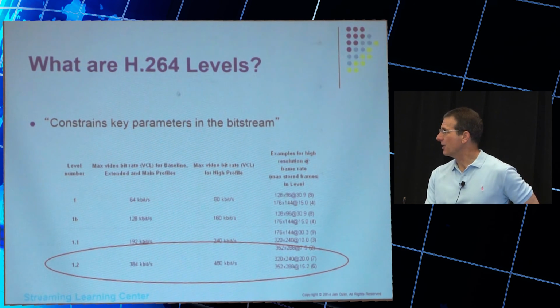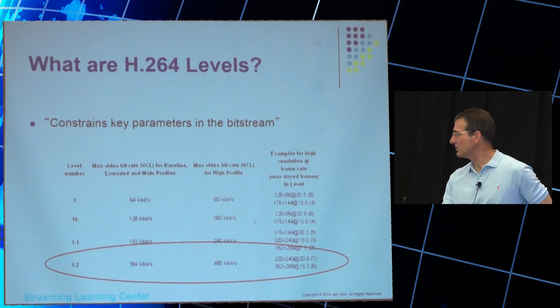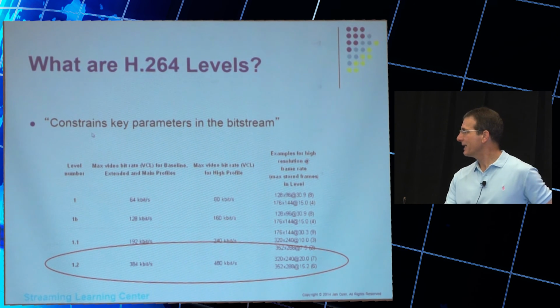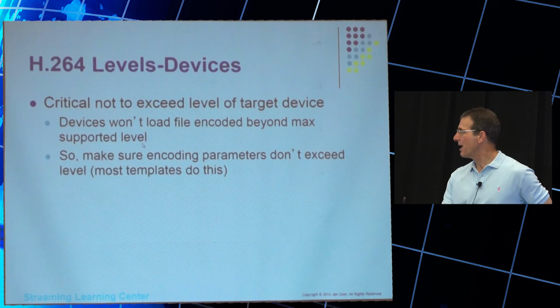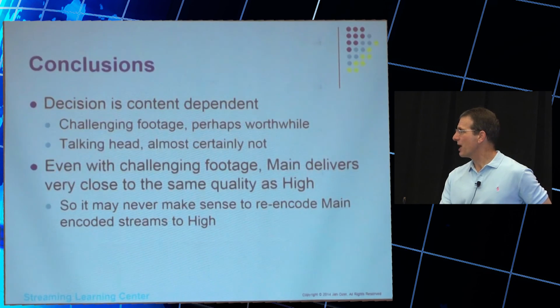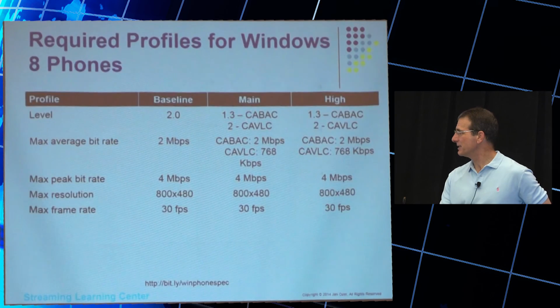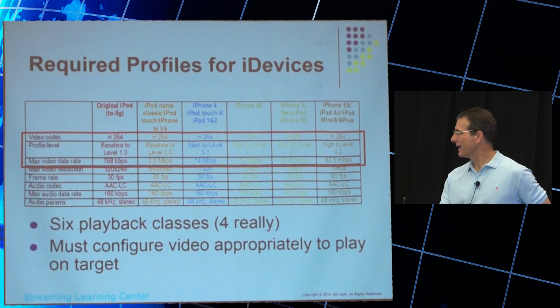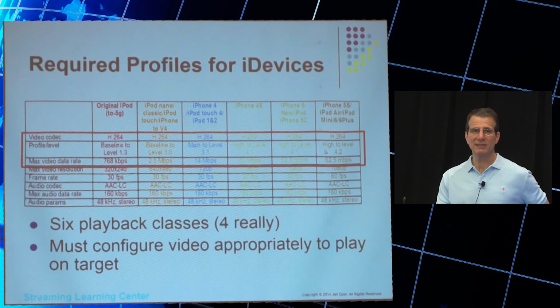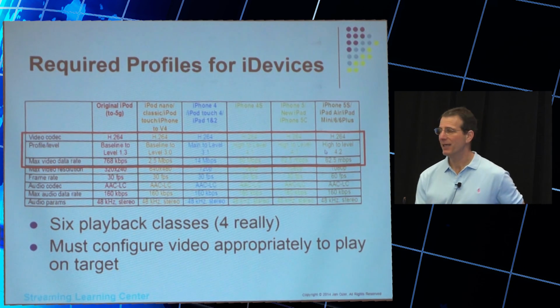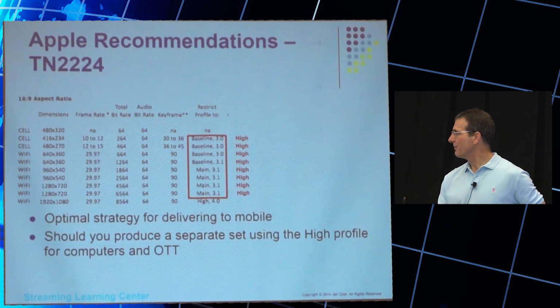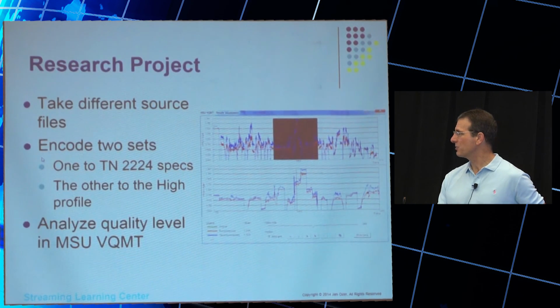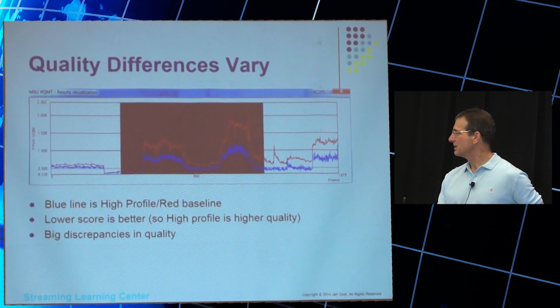Okay, a couple of things. We covered profiles. This is levels. What do levels do? Levels constrain key parameters within the bit stream. That's really a problem if you're dealing with mobile devices. So if we look back here, we see that each mobile device that Apple releases has a different level not to exceed. If you exceed that level, the video file won't play. If you meet these parameters, you won't exceed the levels. So TN2224 will avoid any problems with Apple devices.